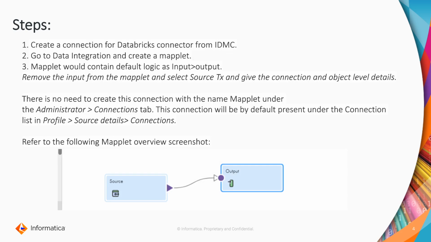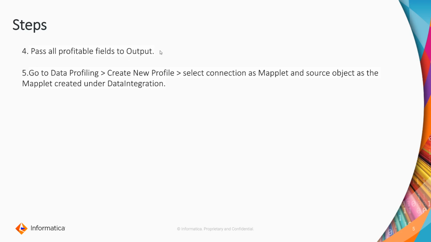Now let's see the steps for how we can create a source mapplet and run profiling on it in Cloud Data Profiling. To start, first create the Databricks connector from IDMC. Next, go to Data Integration and create a mapplet. The default logic for a mapplet will be input to output, but you need to remove the input and replace it with the source transformation. Then specify the necessary connection and the object level details in the source transformation. Once you update these details, select the output object from the mapplet and pass the profilable field to the output.